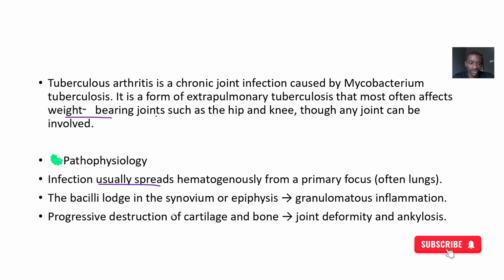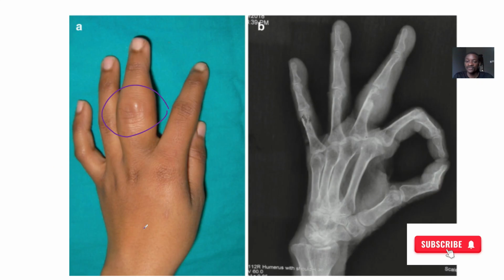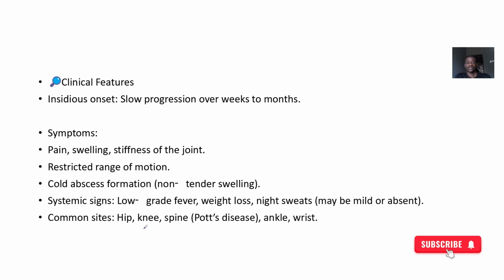So pathology, the infection usually is spreading through blood from the primary area of infection. So the bacilli is now lodging in the synovium or epiphysis, leading to granulomatous inflammation. So there's now progressive destruction of the cartilage and the bone, okay? So it will lead to joint deformity and ankylosis. Okay. So clinical features, you should know that the infection is slow, because primarily the microorganisms shouldn't even affect that place. So it's slow because it's like a new site of infection.